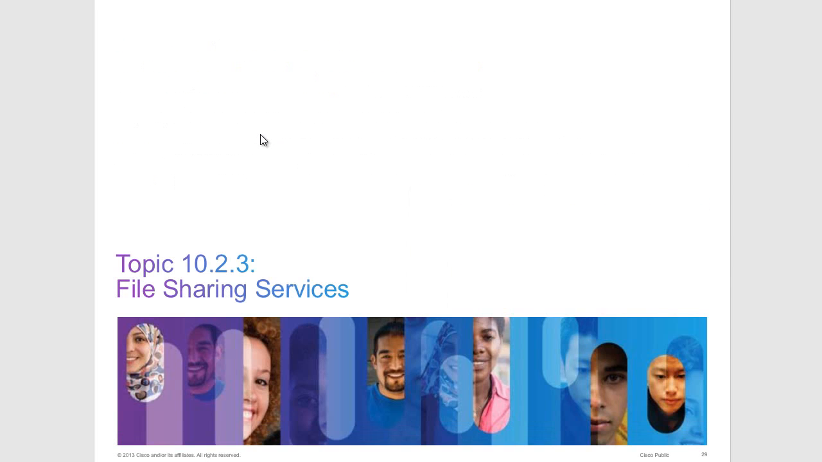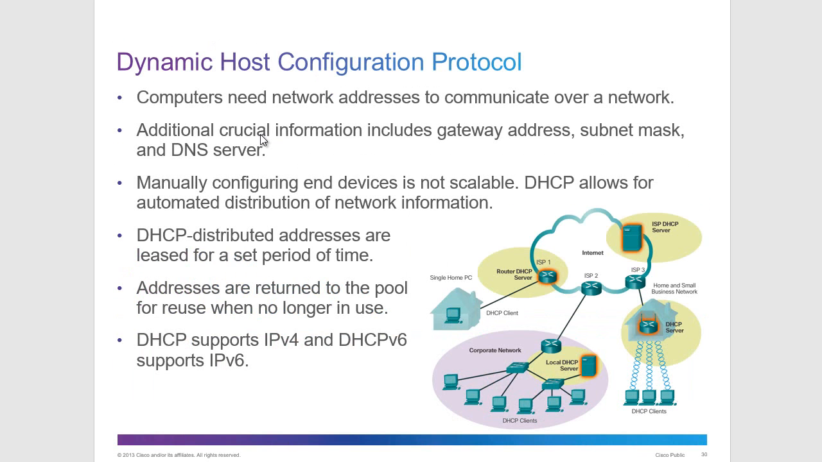All right, file sharing, almost done. Here we have Dynamic Host Configuration Protocol, or DHCP. We get more into DHCP and setting it up on a router in CCNA 2, but for now we just need to know what it is. DHCP dynamically configures addresses, and gives you information including the default gateway address, subnet mask, and DNS server. Also your IP address, of course.